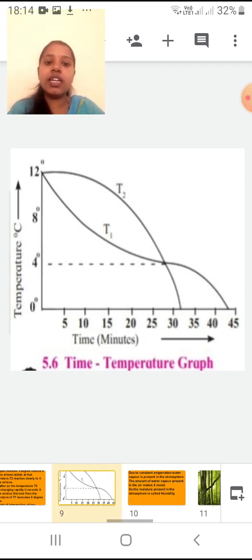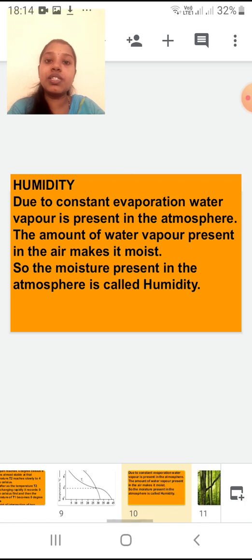Okay, now starting with the next concept we are going to study, that is humidity. Now what is humidity? You all know that there is continuous evaporation of water in the surroundings, and as there is continuous evaporation of water, there is the formation of water vapors. Now as there is an amount of water vapor present in the air, the air becomes that much moist. So the moisture which is present in the air, we call it humidity. So a simple definition for humidity: the amount of water vapor or moisture which is present in the air is called humidity.